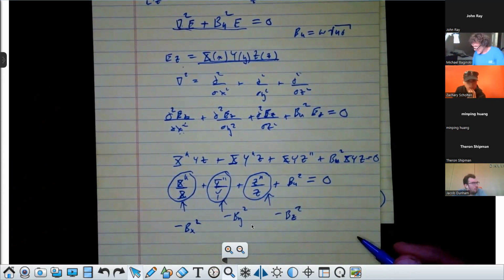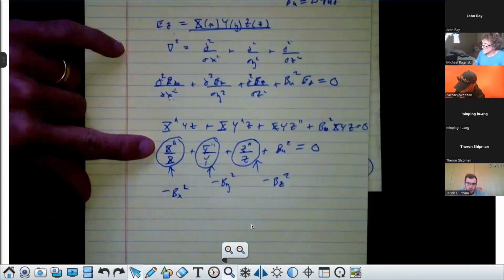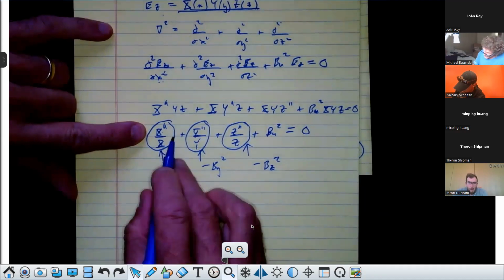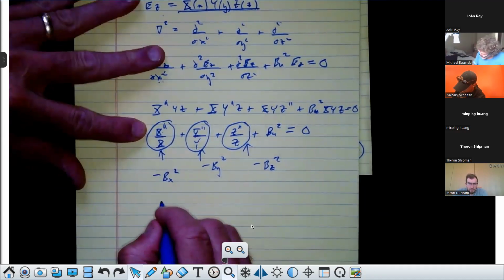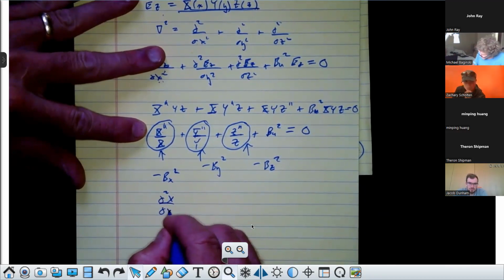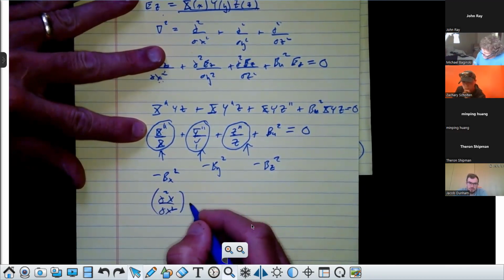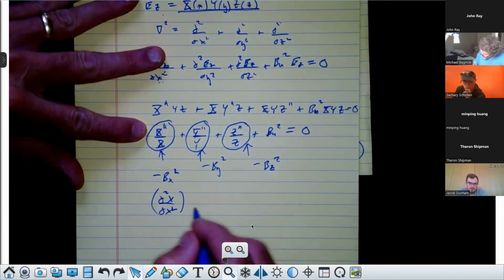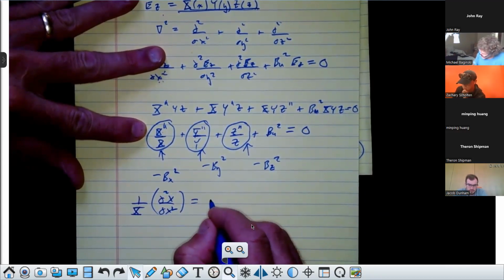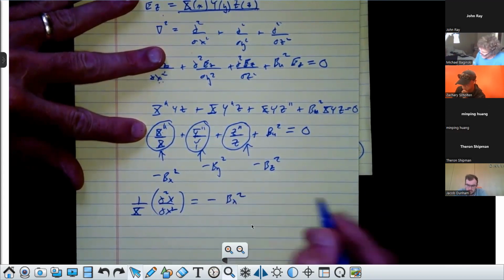All right, so when I take a look at this equation just in x, I can see that I have, well, x double prime is the second derivative of x with respect to x squared, right? Divided by x, the functional form of x, is equal to minus beta x squared, right?